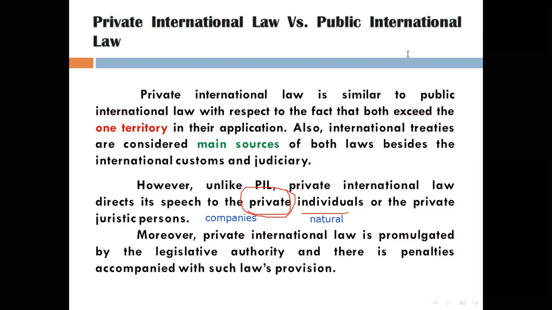So let's forget all about these two differences. Let's move to the other slide here.